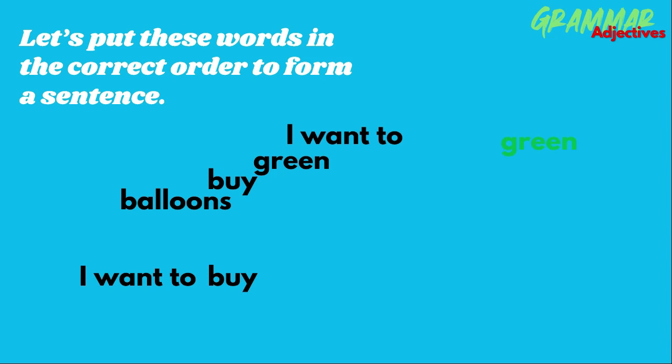Okay, so now we need either the adjective to go first or the noun to go first. Which one would you choose? Yeah, green. I want to buy green. Okay, we need the noun here. Balloons. I want to buy green balloons. Oh, and don't forget the full stop.